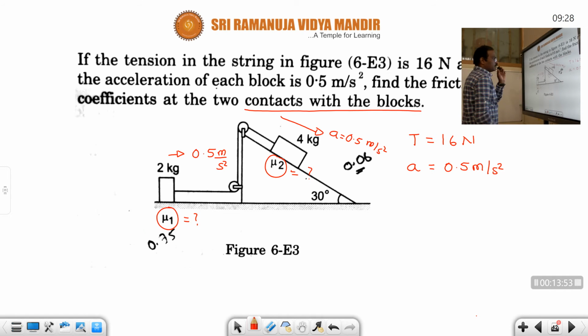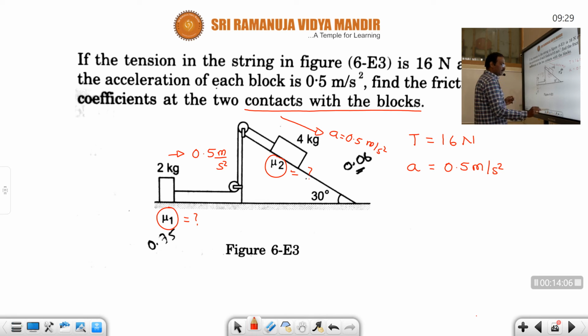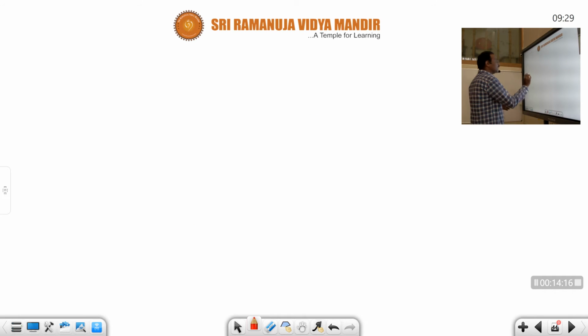Now in this case of example, if you see one, I will erase it, you can draw the free body diagram. Here I am drawing a free body diagram for the 2 kg block. Here, if you see the 2 kg block, here only I want to draw, or in the next slide we are going to draw. Let us draw the free body diagram for 2 kg.